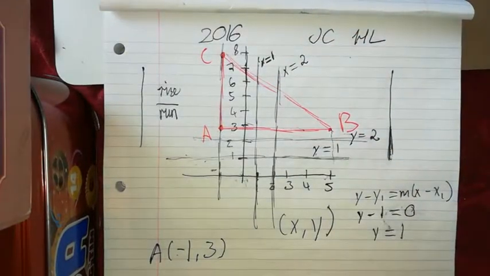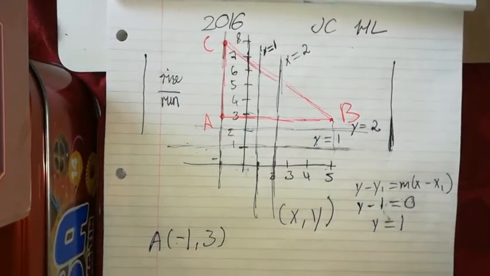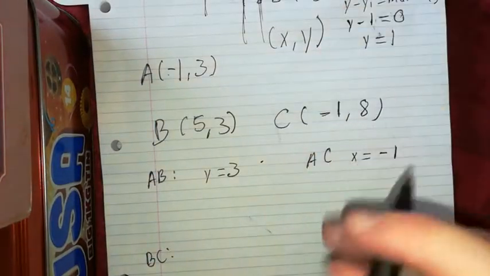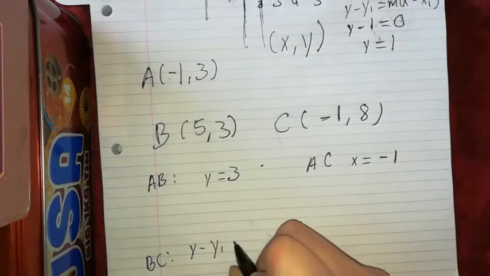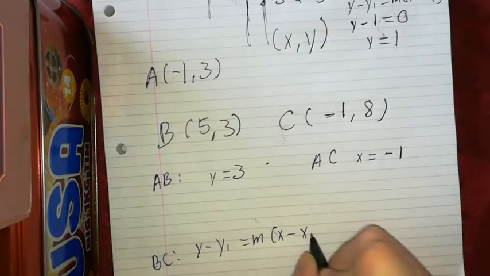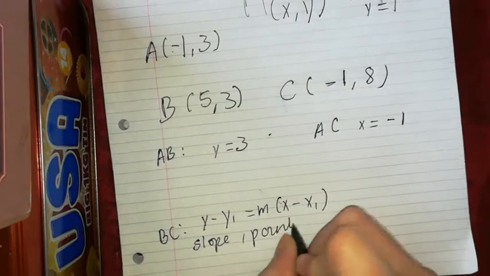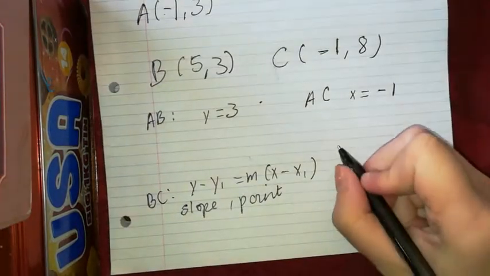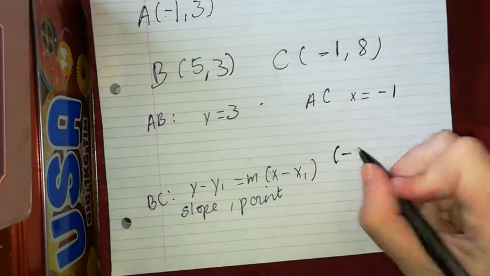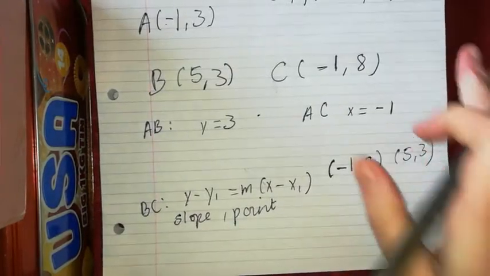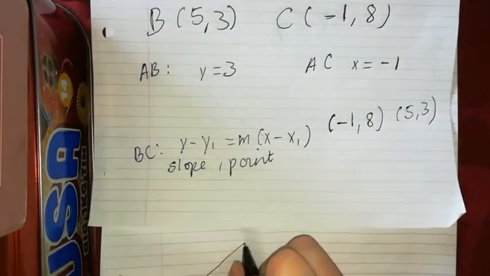So because BC isn't a vertical line or a horizontal line, we're going to have to actually do it out properly. So in order to get the equation of the line, the easiest way to do it, we can go y minus y1 is equal to m times x minus x1. In order to use this, I need a slope and I need a point. So I have 2 points, so I just need to get my slope. So my point C is -1, 8 and B is 5, 3. So I'm going to have to use these 2 points to get my slope. But my slope always has to go from left to right.